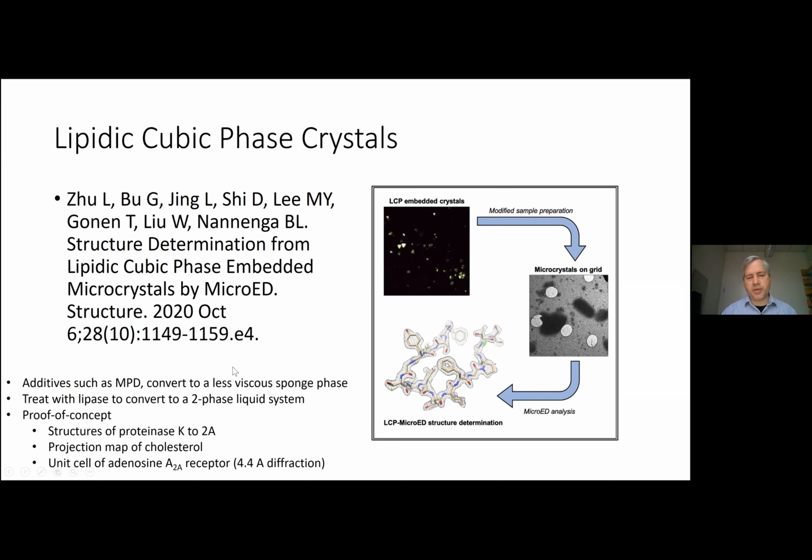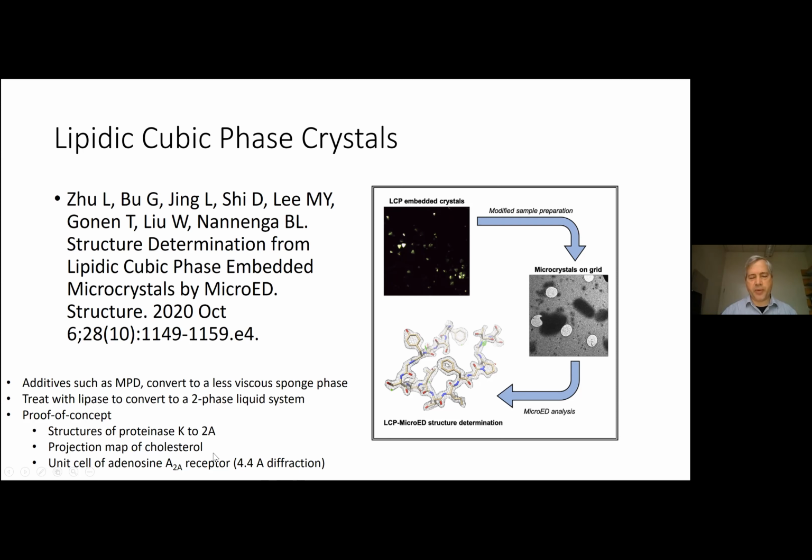Again, it's a proof of concept paper where they grew proteinase K crystals in this lipidic cubic phase, then treated it this way and saw that they could still get 2 angstrom maps of it. They also showed that they could get a projection map of cholesterol. When they did a real protein, this adenosine 2A receptor, they only got diffraction to 4.4 angstroms, and they really only calculated a unit cell of it. They didn't really do any map of it.